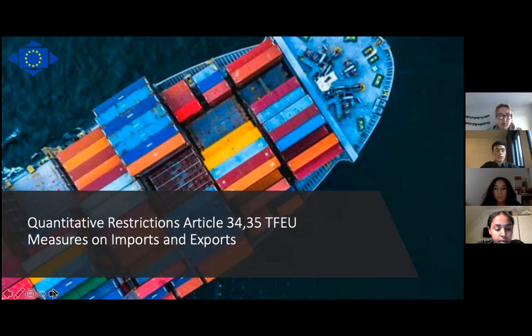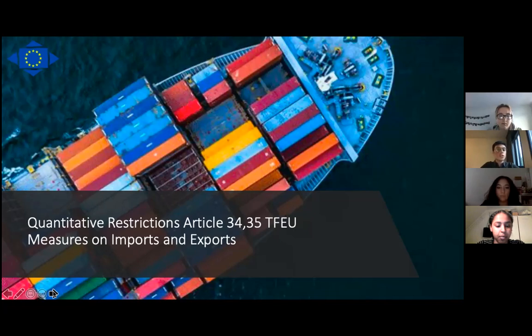Article 36 of the TFEU exempts quantitative restrictions on import and export of goods, or Articles 34 and 35, on grounds of public morality, public policy, or public security, the protection of health and life of humans, animals, or plants, the protection of national treasures possessing artistic, historic, or archaeological value, or the protection of industrial and commercial property. However, the mentioned restrictions shall not constitute a means of arbitrary discrimination or a disguised restriction on trade between member states.